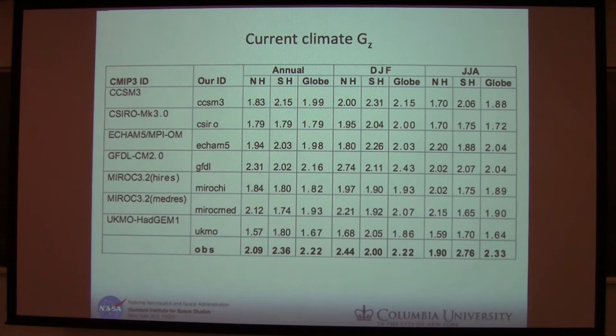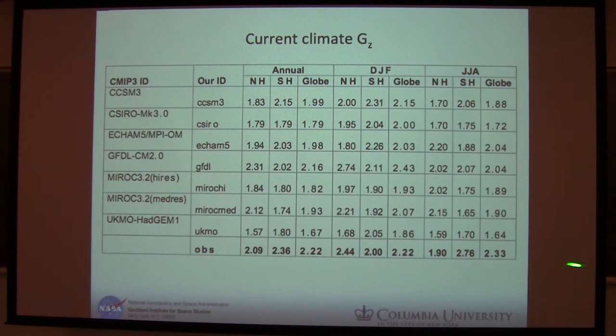So I looked at these seven different models. I did not look at the GISS model, despite doing this work at GISS, because they were in fact missing a surface radiative flux curve that I needed. I compared the GZ in the current climate, the historical model runs from the late 1990s, to the G that I computed from observations. So observations are down here at the bottom.